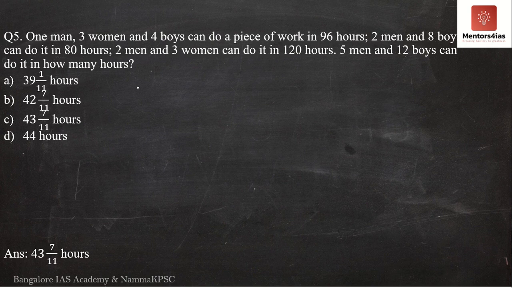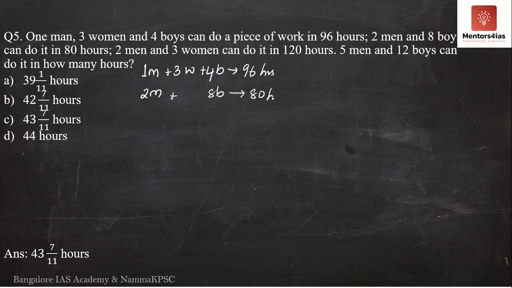Now, the same thing. I'll represent men by M, women by W, and boys by B. So I have the first equation as 1 man plus 3 women plus 4 boys are able to complete a work in 96 hours. Similarly, 2 men plus 8 boys are able to complete the work in 80 hours. Now this is 96 hours, this is 80 hours.